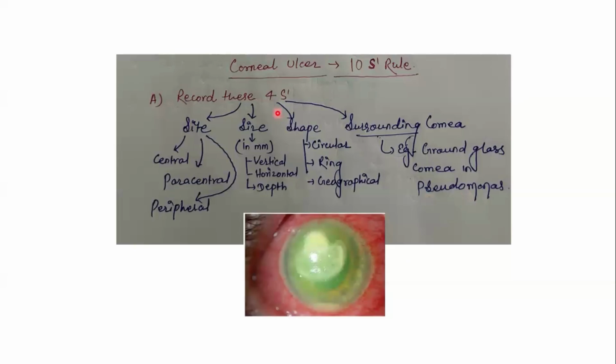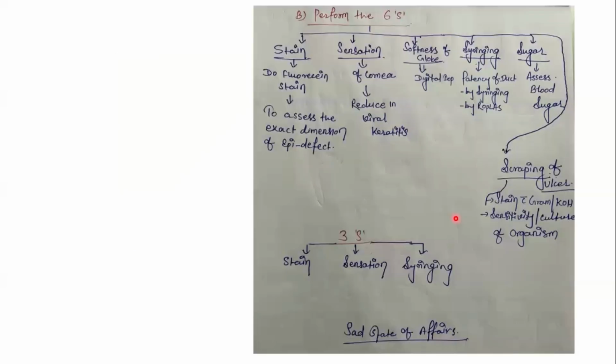And never ever forget to see the surrounding cornea, which we often miss, because after seeing the surrounding cornea you get some clue about the etiology, the causes of corneal ulcer, the pathogens, like for example the appearance of the cornea in cases of pseudomonas. And perform these 6S, the 6S which you have to perform.